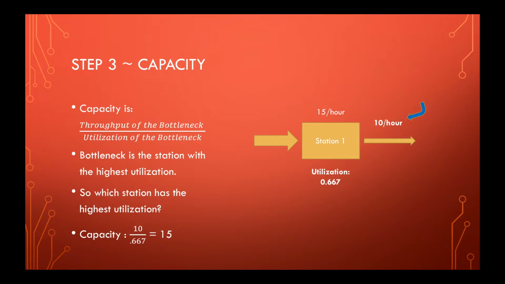So we see when we look at our system, the highest long-term utilization in our system will be station 1. Its utilization is 0.667 because the processing rate was 15 an hour and the arrival rate to station 1 was 10 per hour. So since we had already calculated the throughput of the station, because it was just the departure rate of station 1, we know that that is 10 parts per hour. So dividing 10 parts per hour by our utilization of 0.667, we get a value of 15 parts per hour as the capacity of our entire system.